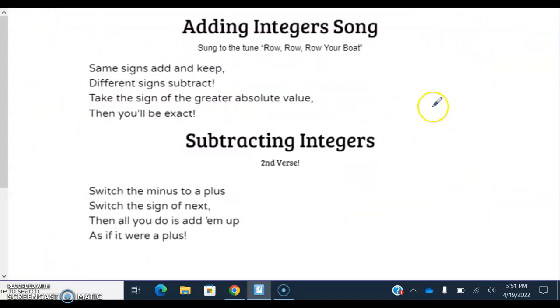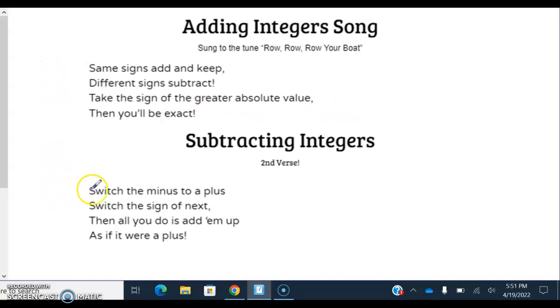All right, here's our song. Same signs, add and keep, different signs, subtract. Take the sign of the greater absolute value, then you'll be exact. Switch the minus to a plus, switch the sign of next. Then all you do is add them up as if it were a plus.